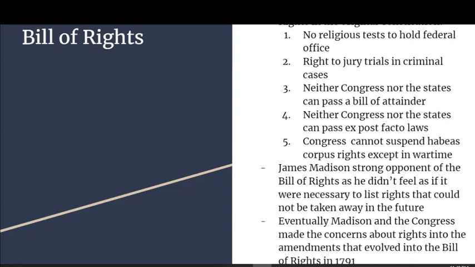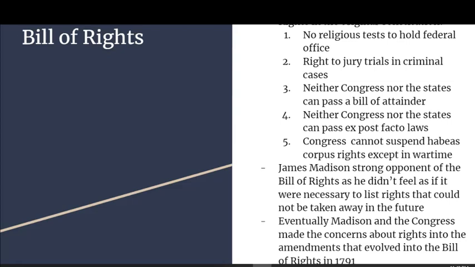And now we finally get to the Bill of Rights. So the rights in the original Constitution, there's 5 of them to remember. There's no religious test to hold federal office, like you don't have to be a certain Christian sect, such as Protestant, Catholic, or some sort, or be Jewish, Catholic, doesn't matter. Second, there's a right to jury trials in criminal cases.